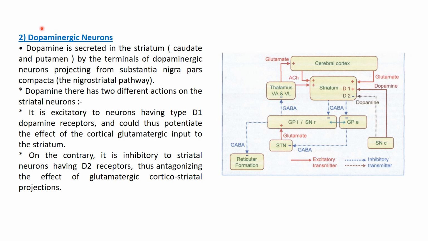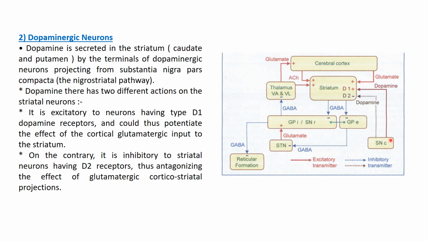The second neurotransmitter is dopamine, from the dopaminergic neurons. Dopamine is secreted mainly from the nigrostriatal fibers. It is secreted in the striatum from the substantia nigra pars compacta. Dopamine acting on the dopaminergic type 1 receptors produces an excitatory effect, while stimulation of the dopaminergic type 2 receptors produces an inhibitory effect.